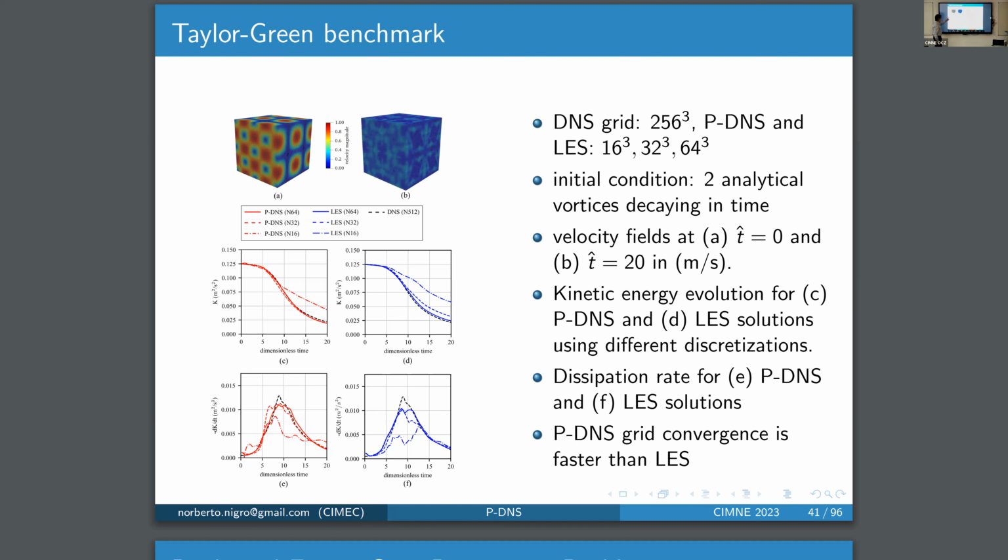Here is how the kinetic energy and the dissipation rate look for the different methods: red pDNS, blue LES, and for different meshes. The finer meshes are more precise with respect to the reference, which is in black, and also for LES. And again, you have to know that some coarse mesh solutions in LES are much farther away from the reference, and pDNS is a little bit better.